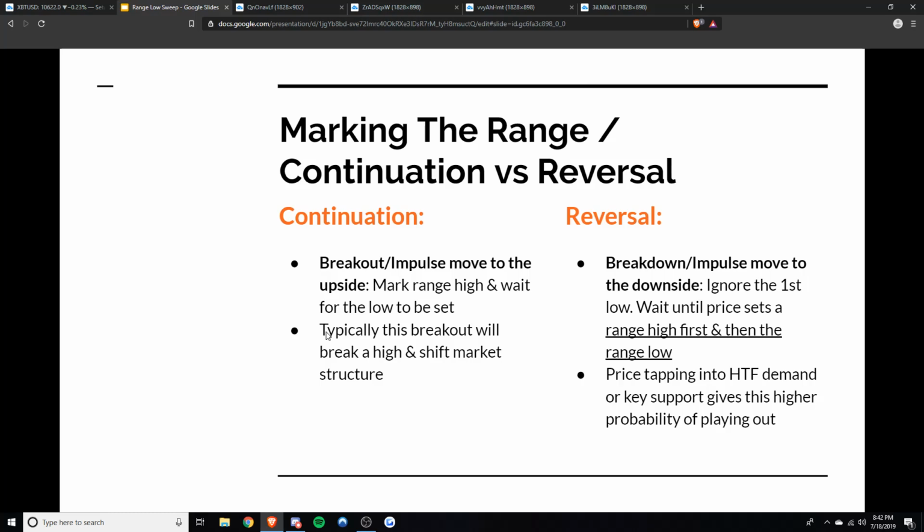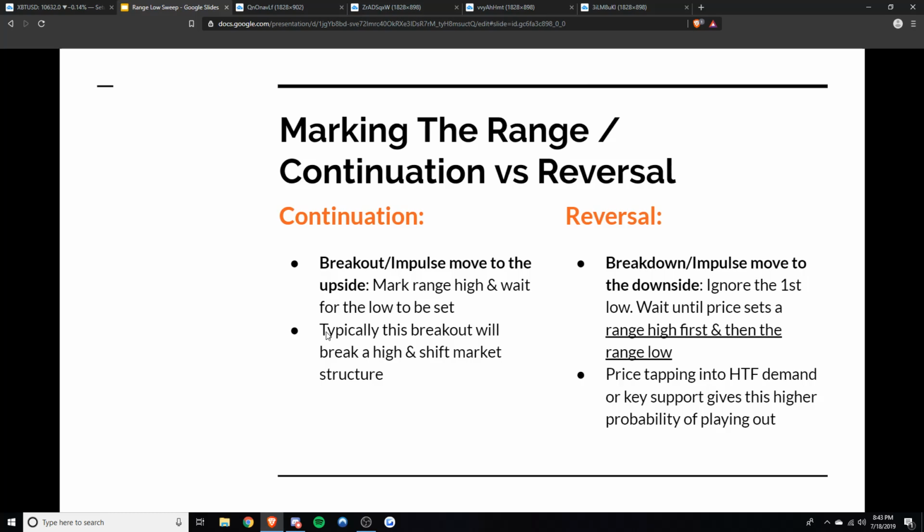There's continuation and there's reversal. So that's why I have both of these laid out on here. If you're trading it as continuation, you will get a breakout or impulse move to the upside. And so you can use that swing high as the range high and wait for the low to be set. And typically this breakout will break a high and shift market structure.